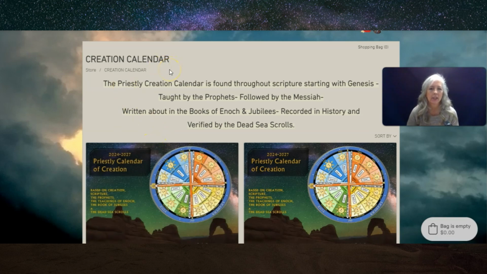And the priestly creation calendar is found throughout Scripture, starting with Genesis, taught by the prophets, followed by the Messiah, which I'm going to put in a little shout out. I've been working on the last and final part of the acceptable year. And we know that the Messiah followed this priestly calendar. I have no doubt now. After 4 years, it's actually been 4 years of research.